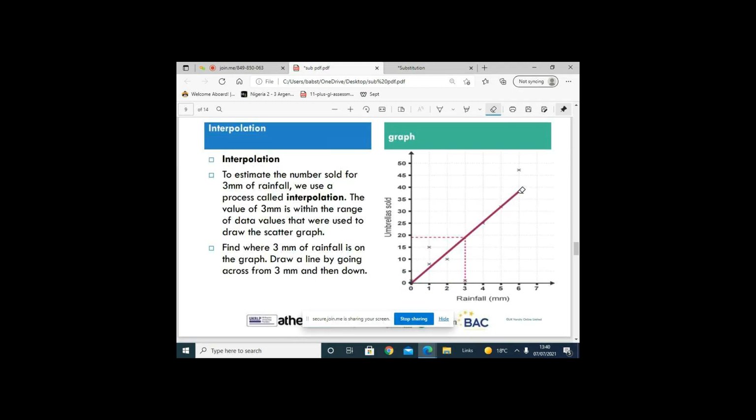So when you draw the line of best fit, the best thing for you to do is to trace it from 3. You want to estimate the number of umbrellas sold when there's 3 millimeters of rainfall. So just plot it. There you go. It's going to be probably 19. So just find 3, and you draw the line by going across, and then down.